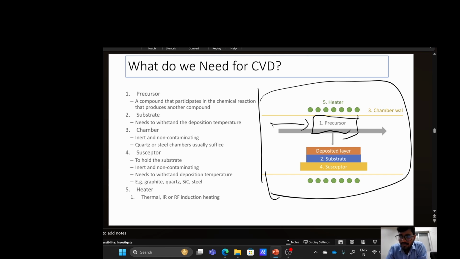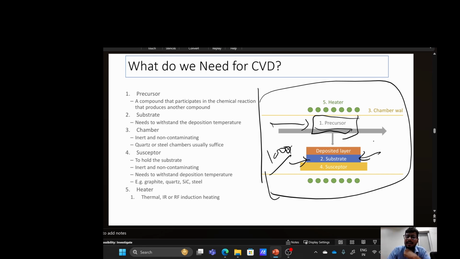These are the five things that you require. One is the precursors, another is the substrate, and this substrate must withstand higher temperatures. This limits the usage of a wide range of substrates, because the temperature goes up to 1000, 1200, 1400 degrees.